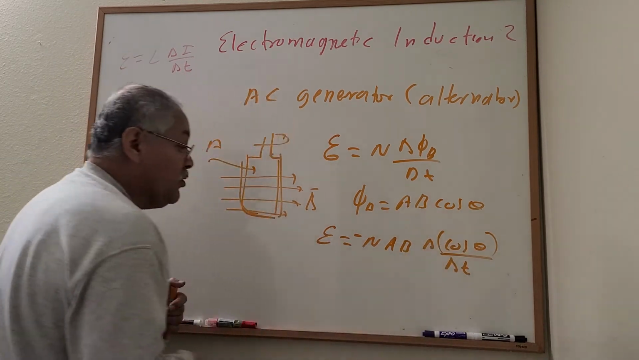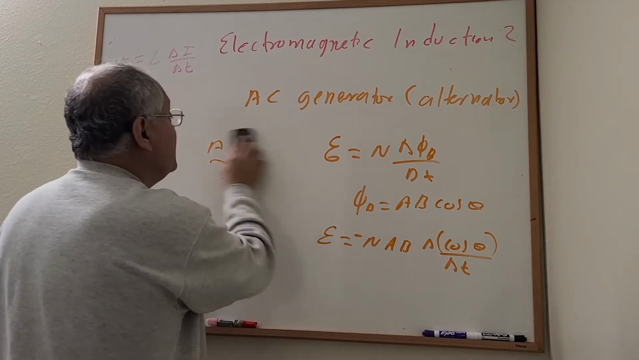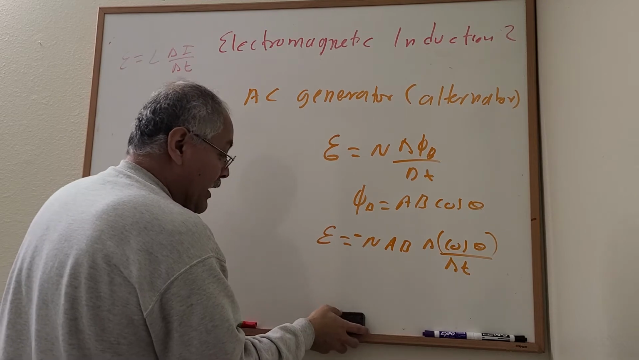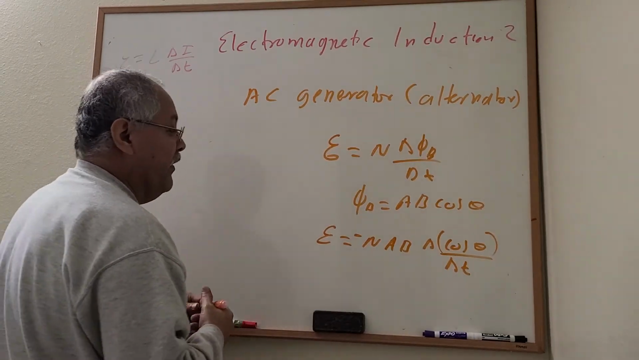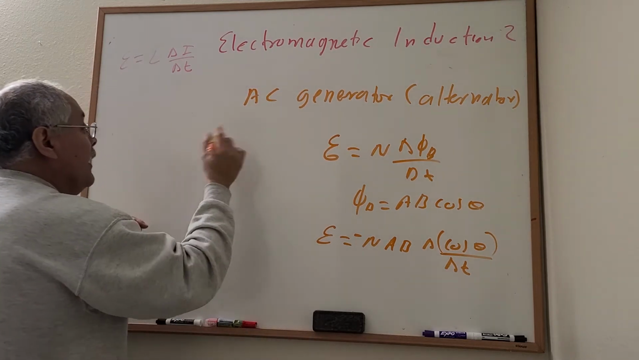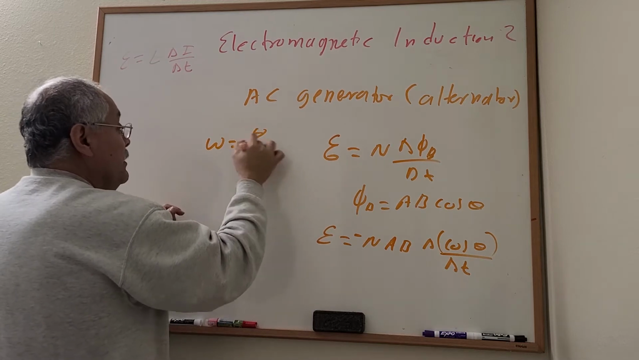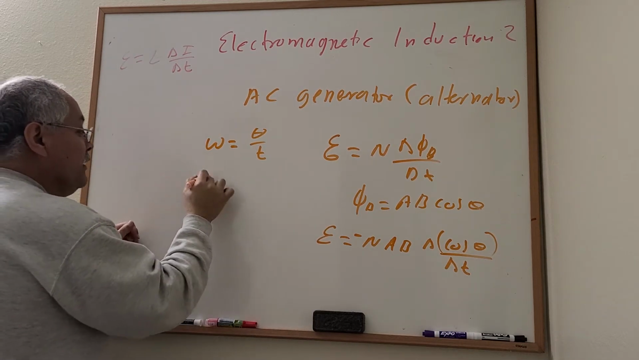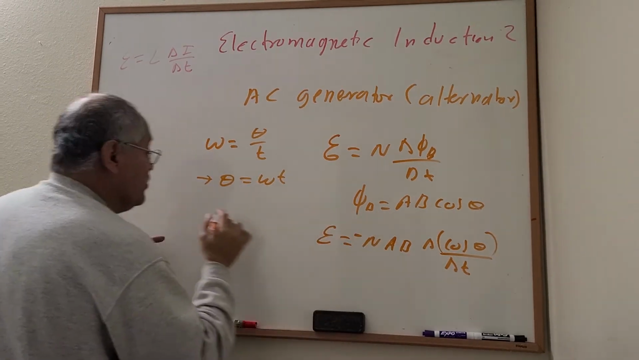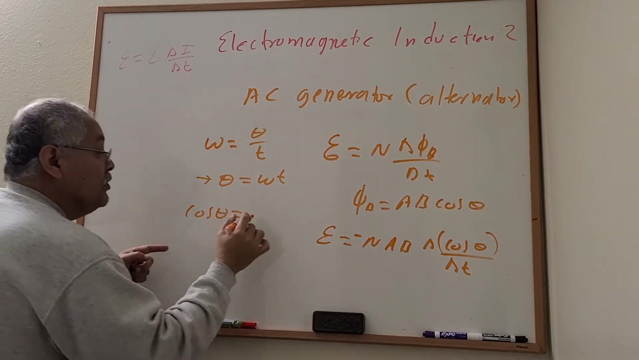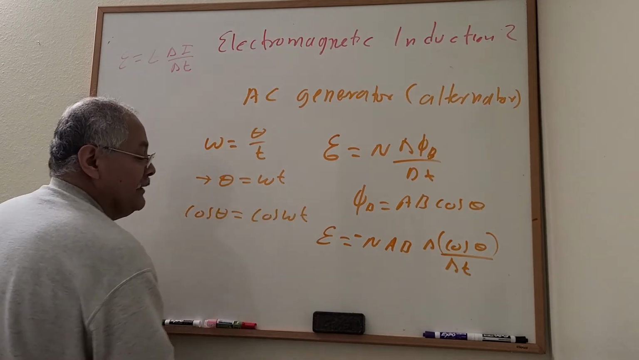Now let's see what happens with this change. For the change of cosine theta, we use calculus to make it faster. This class is not calculus based, but let's use some calculus to make it faster. Theta, remember, is related to omega. Omega is equal to theta divided by time. So from here, theta is equal to omega t. So we can say that cosine theta is also equal to cosine omega t. Got it? Perfect.